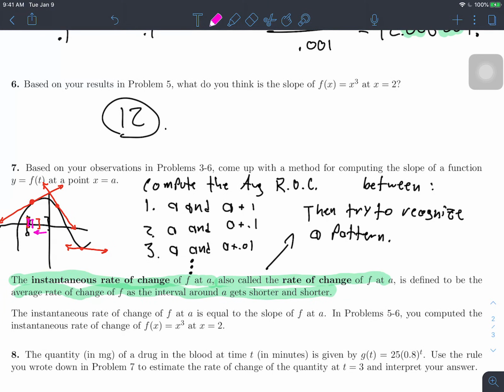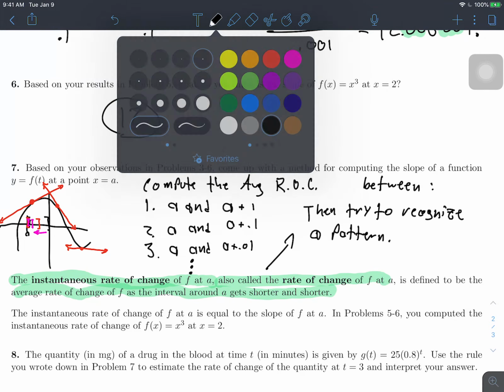It says that the instantaneous rate of change is defined to be the average rate of change of f as the interval around a gets shorter and shorter. So this is actually the definition that we're using. If you've seen calculus before, this is not going to be the usual definition that you have seen. So this should be new for pretty much everybody.